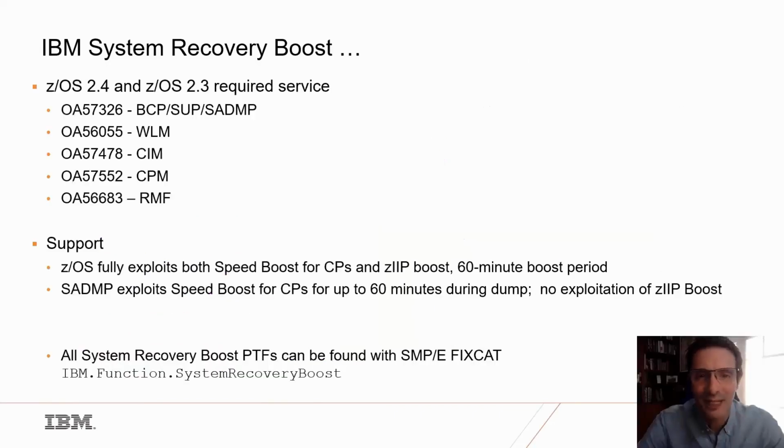So what do I need on z/OS to exploit System Recovery Boost? Well, here is a list of APARs. You can also use the SMP/E FIXCAT IBM.Function.SystemRecoveryBoost to get the list of those PTFs and to install those PTFs onto your system that are required for exploitation. And just as a side note, standalone dump also supports System Recovery Boost as well.